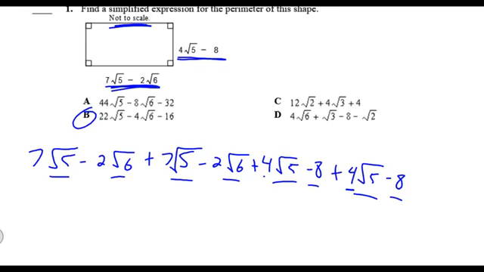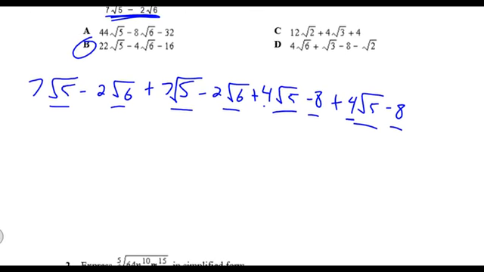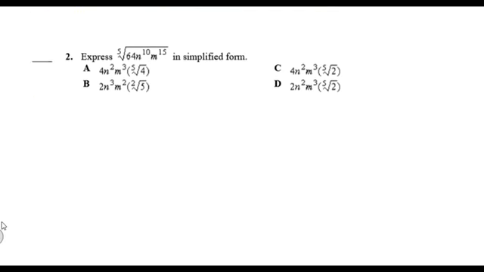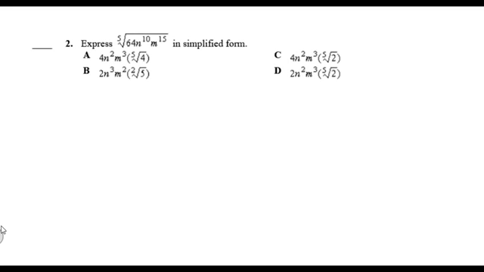So try that out. I'm going to go through these pretty quick just so we can get through all of them and you guys aren't doing these forever. All right, so number two, it says express the fifth root of this stuff in simplified form. The fifth root thing might be a little confusing, but let's say you don't know what your perfect powers of 5 are. Well, we can figure them out pretty quick.